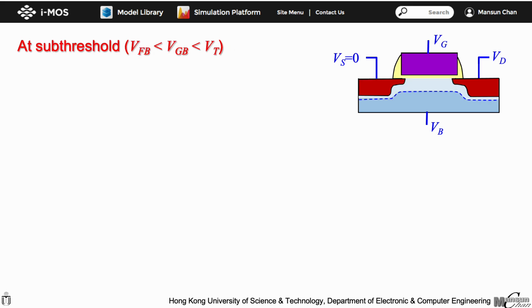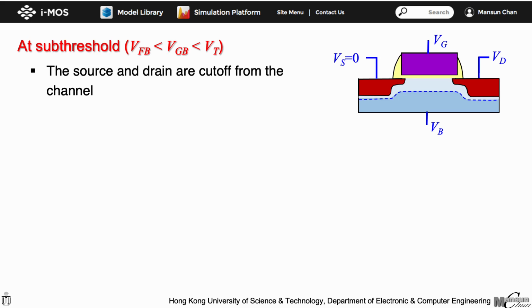Now, we will derive the charge in the subthreshold regions with the gate voltage between the flatband voltage and the threshold voltage. Similar to the accumulation case, the source and drain are cut off from the channel, and therefore their effects can be ignored. So, the channel carrier charge QC from the source and drain is also zero.